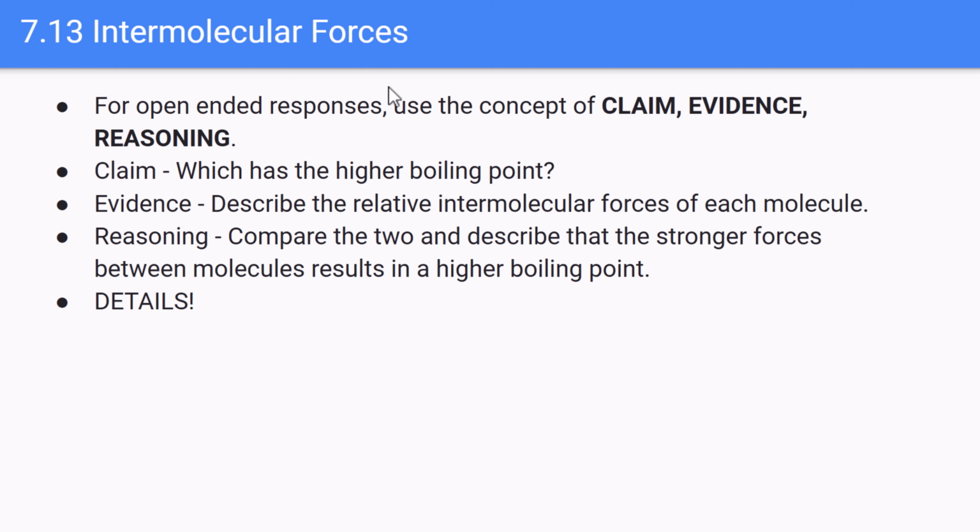So notice again, I'm using my claim, I'm providing complete evidence based off of everything that we've done the last 2 units, and then I'm using reasoning to describe, okay, this is what I have. As a result of this information, this requires more energy to break the bonds in between the different molecules and thus resulting in a higher melting point or higher boiling point. It is very formulaic, it is very step-by-step, but it is absolutely critical that you can do this.